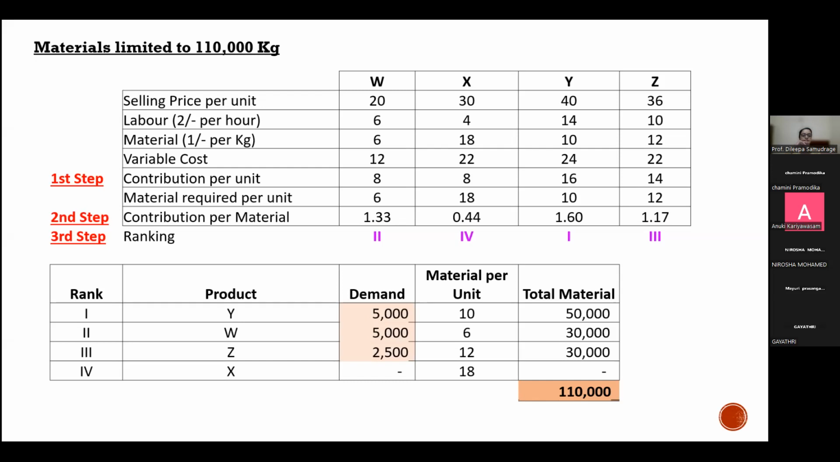Then according to the material consumed per unit, we have highlighted the demand up to which we can go to maximum demand. So the total material usage will only be limited to 3 products as per the limiting factor. So we'll be producing Y, W, and Z: 50,000, 30,000, and 30,000 each.